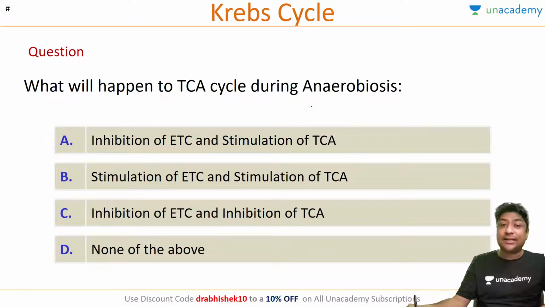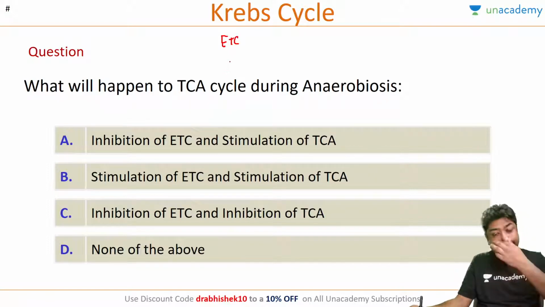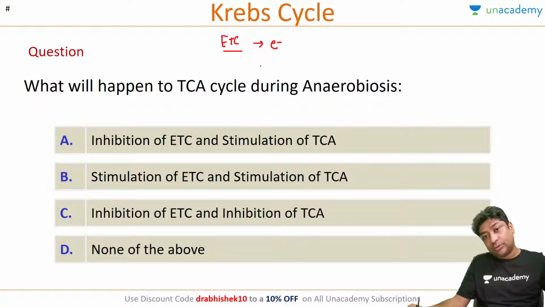The correct answer is, remember that in the electron transport chain, who is the final acceptor of the electron? The final acceptor of the electron is oxygen. So if oxygen is not there, this electron transport chain will not work.